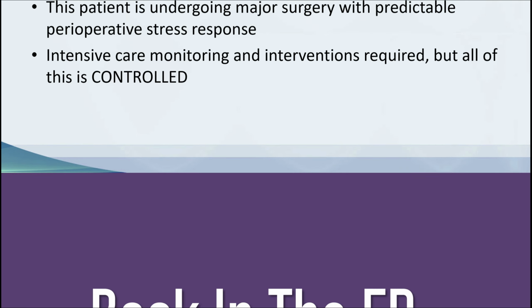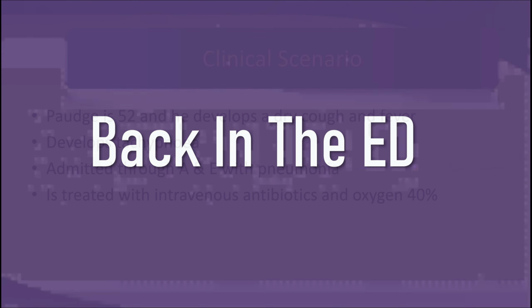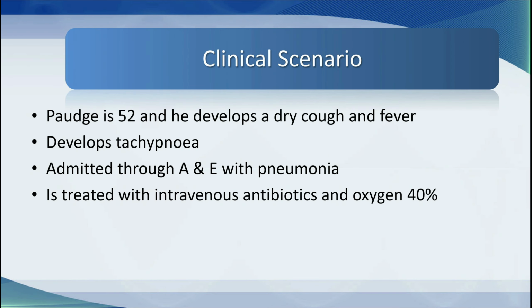We're back in the ED. We see Podge, who's 52, who has developed a dry cough and fever. He's tachypneic. He's admitted through the ED with pneumonia and treated with intravenous antibiotics and 40% oxygen. Is Podge critically ill? Well, you can tell from the previous tutorial that Podge just requires level 0 care. He needs IV antibiotics and oxygen. This can be delivered on the ward. He is not critically ill.